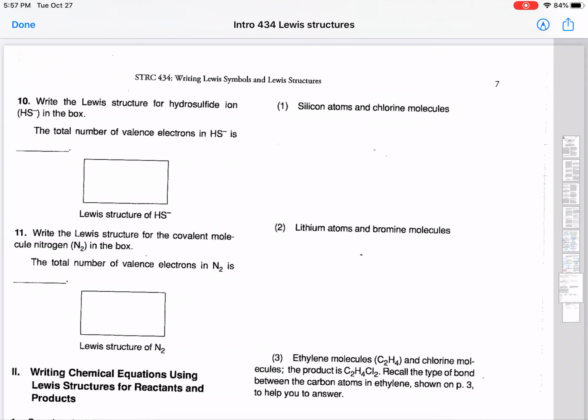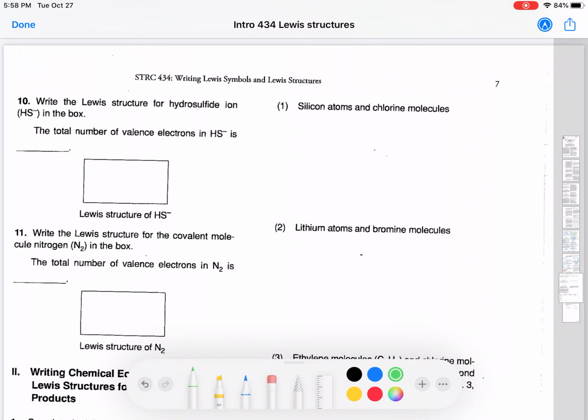Write the Lewis structure for hydrosulfide ion, HS minus. The total number of valence electrons in HS minus. So for the hydrogen, group number 1, sulfur is group 6, right? And then HS minus has a negative charge. How does an element, or a compound or an ion, become negative? By gaining an electron. So since it is only 1 negative charge, to the number of valence electrons you have to add 1 electron. So remember, all of these are electrons that we are adding. So then the number of valence electrons would become 8.